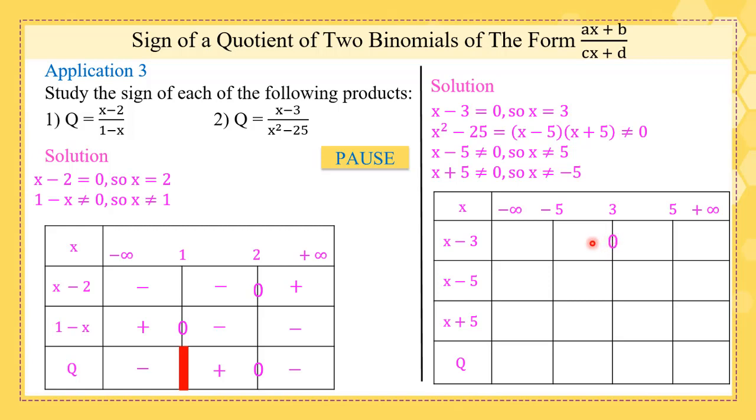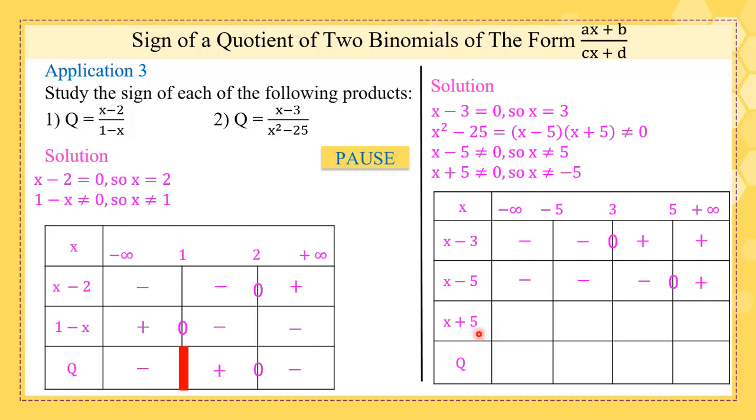Before the root, opposite sign of a, so we have negative signs since a is 1, positive. After the root, we have the same sign as a, so we have positive signs. x minus 5 is 0 at x equal to 5, so put the 0 at this column. Before the root, we have opposite sign of a, which is 1, positive, so we have negative signs. And after the root, we have the same sign as a, which is positive, so we have positive signs.